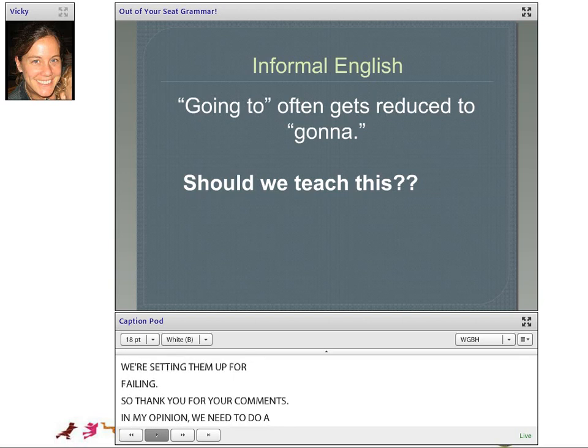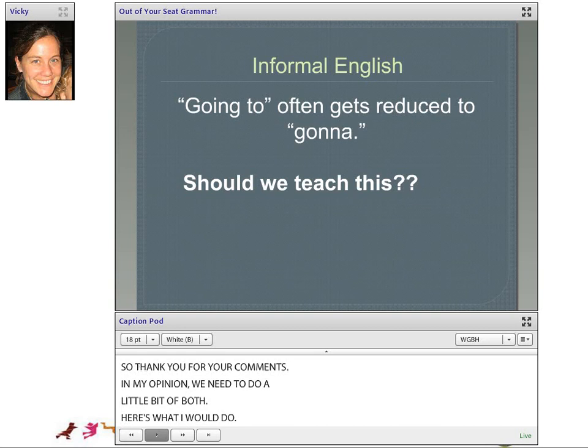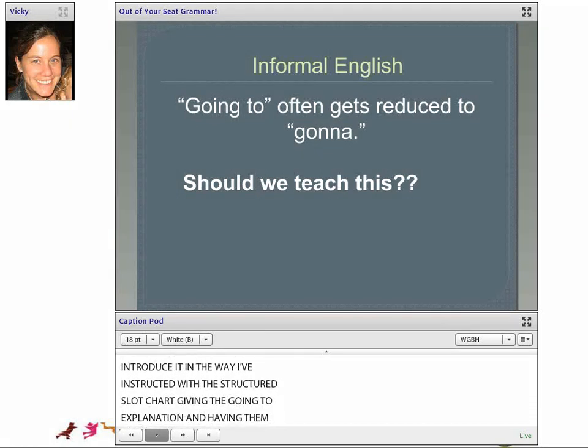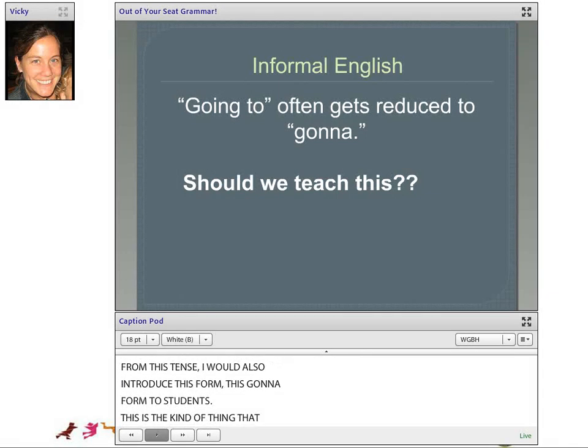I would introduce this format grammatically correctly, in just the way that I've just instructed with the structured slot chart, giving the going to explanation and having them answer in full sentences using going to. Up until this moment, I would teach them the correct grammatical way all throughout all the activities that I've just done. But then, before moving away from this tense, I would also introduce this gonna form to students, because this is the kind of thing that's super common, that I think even if they choose not to use it, they are absolutely going to hear it.